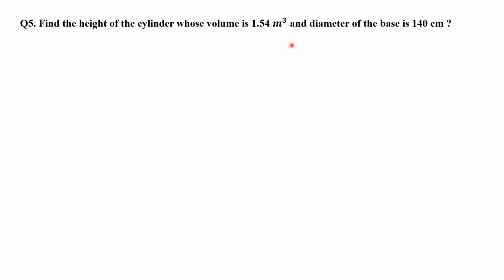Volume is given in meter cube, diameter is given in centimeter, right? So you have to convert and make it in the same unit. So let's write what and all is given in the question. So diameter is 140 centimeter. So radius will be half of the diameter, 70 centimeter.